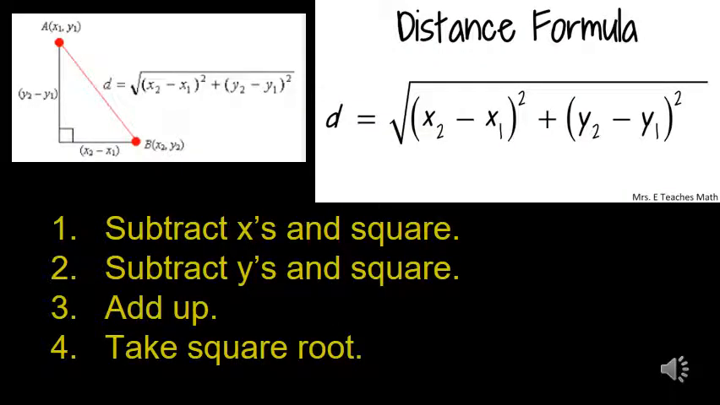Again, the formula says x2 minus x1 squared plus y2 minus y1 squared, square root. Sometimes, though, it's easier just to think about what you do than to worry about the formula itself. What that formula is saying is that I subtract the x's, the first number from each point, and then I square. Next, I subtract the y's and square. I add those things up, and I take the square root to get my final answer. Subtract the x's and square, subtract the y's and square, add them up, take the square root.